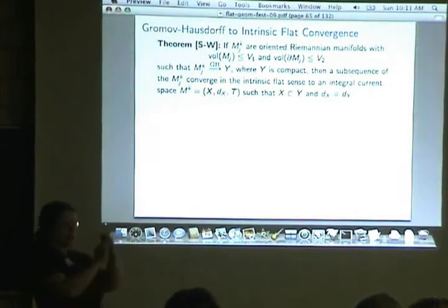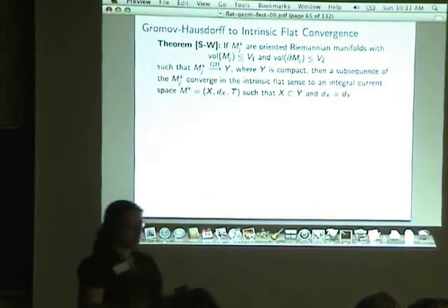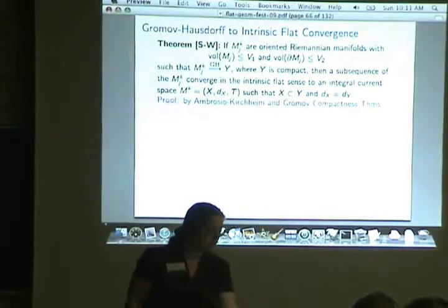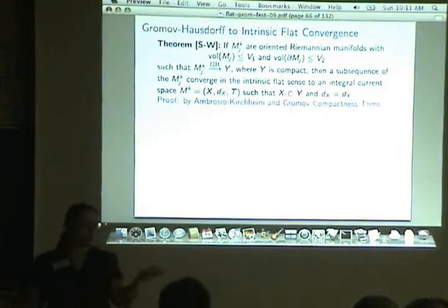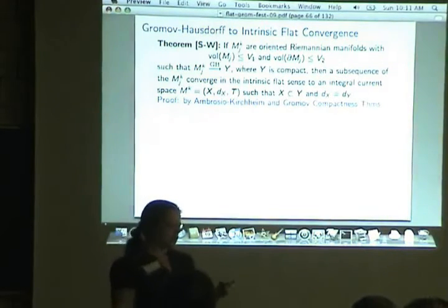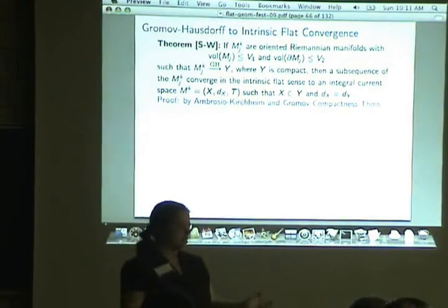And we already saw that with the sphere and the line segment. It was just the sphere, not the line segments. This was proven using Ambrosio-Kirchheim's compactness theorem and Gromov's compactness theorem together. So they have a compactness theorem for integral currents, which is just like Federer-Fleming's, which says you assume an upper bound on volume and that they're all in a compact region together.